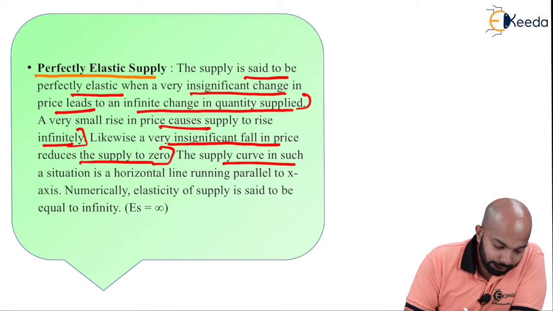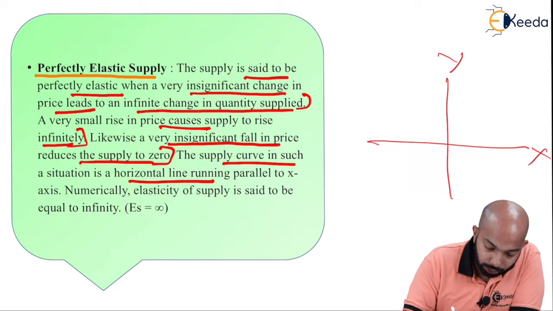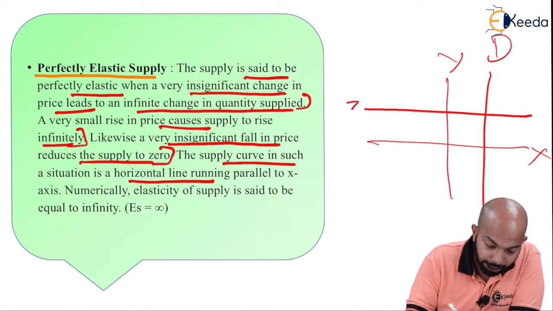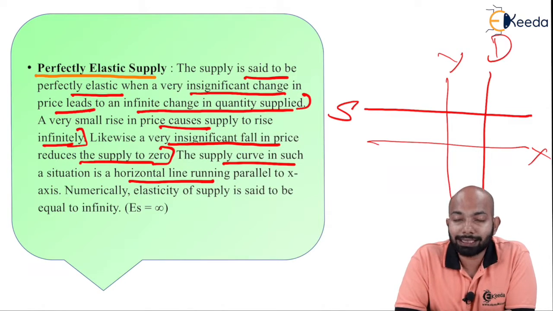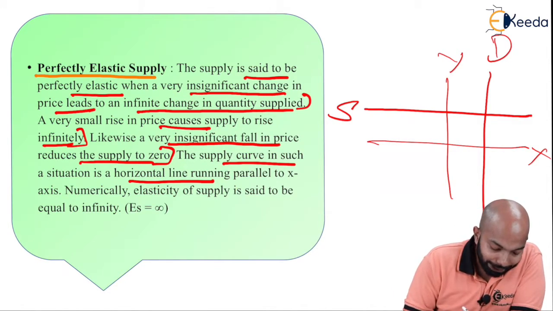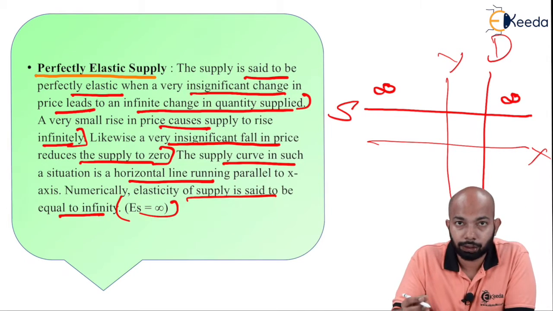The supply curve in such a situation is horizontal, running parallel to the x-axis. So if this is the y-axis and this is the x-axis, the supply curve will run like this. In demand, it used to run like this. So this is demand, this is supply. The supply curve will be running parallel to the x-axis. However, the demand curve in the same situation, perfectly elastic, will run parallel to the y-axis. Now, numerically, elasticity of supply is said to be equal to infinity. Here in this situation, it will be termed as infinity exactly. This is the sign of infinity that you need to understand here.